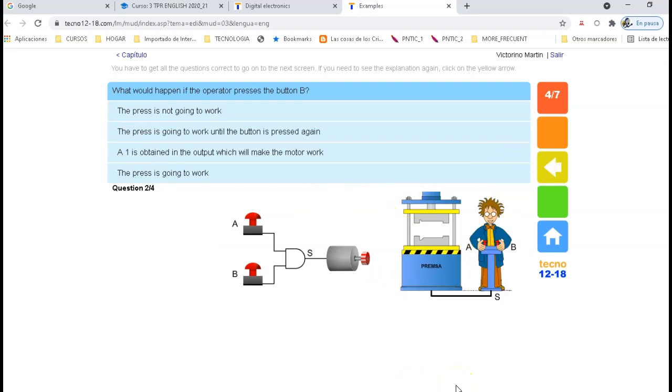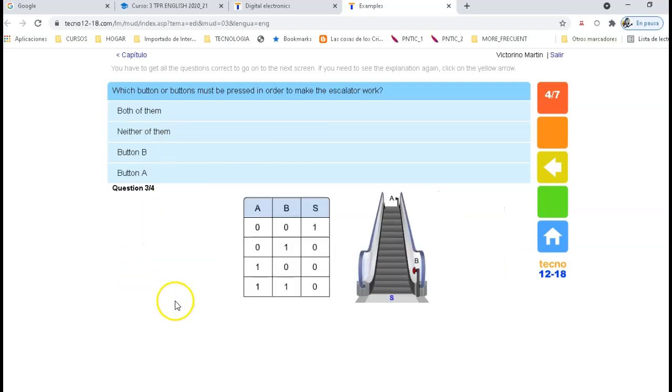Next question also for you, Lorenzo. What would happen if the operator presses button B? The first one, the press is not going to work. The press is going to work until the button is pressed again. A1 is obtaining the output, which makes the motor work, the press is going to work. Which one do you think is right? It's the first one. The press is not going to work.